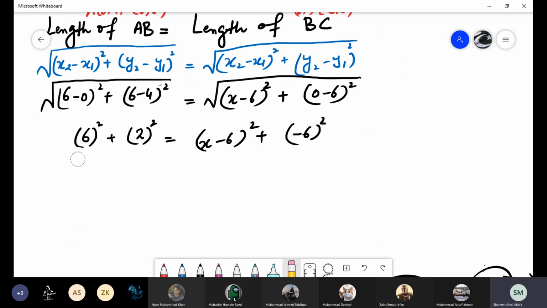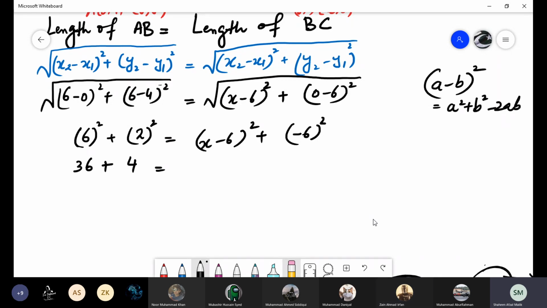Square of 6 will be 36. 36 plus 2 2s are 4, and (x minus 6) whole square. Can we apply the second identity here? Yes, we can. (a minus b) whole square is equal to a square plus b square minus 2ab.